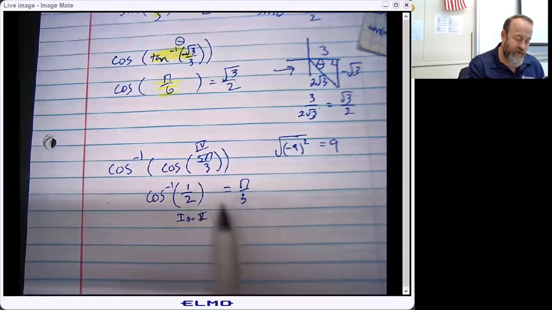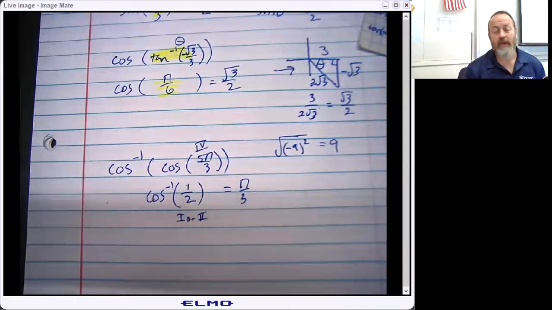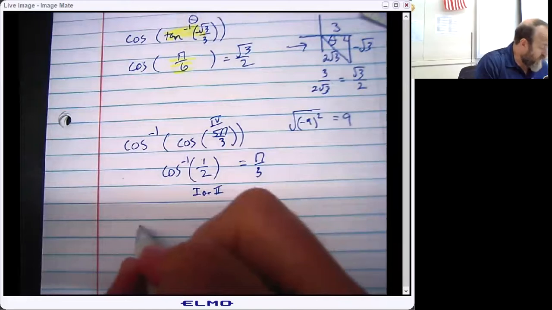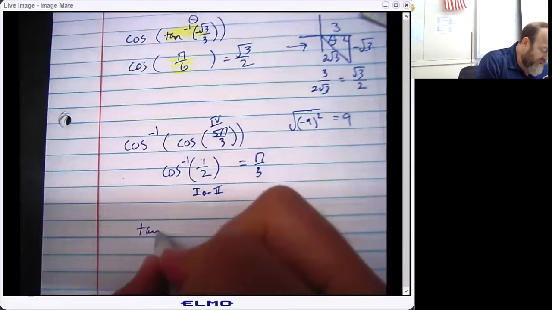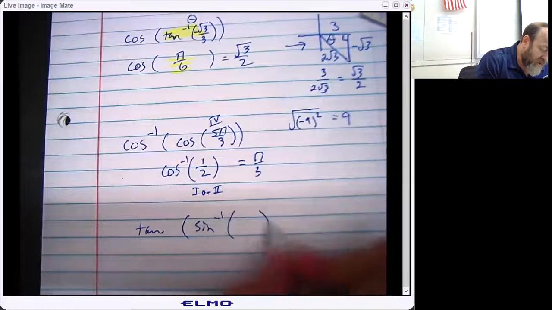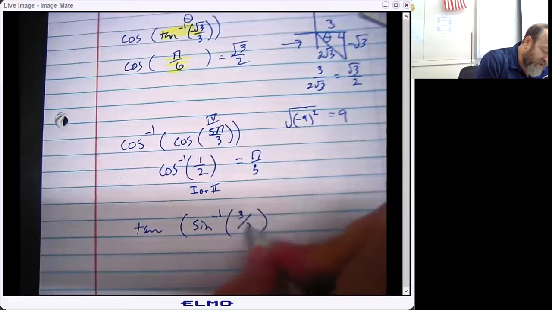So remember that 5 pi over 3 and 1 pi over 3 with a cosine are almost the same thing, but they're just a tiny bit different. And that does make it a little confusing for people. So let's just go a tiny bit further. Let's do one that is like this: the tangent of the sine inverse of 3/5.